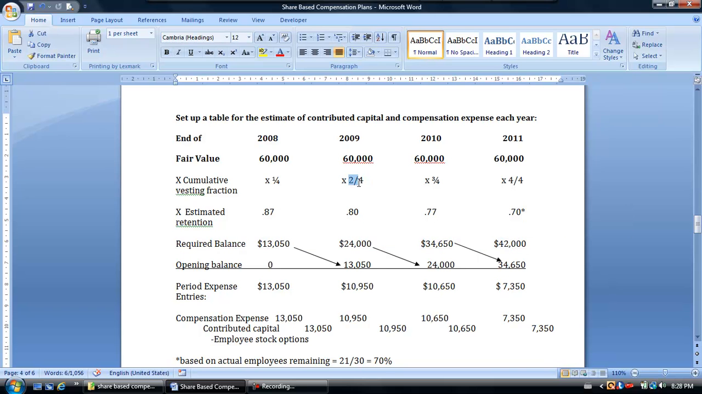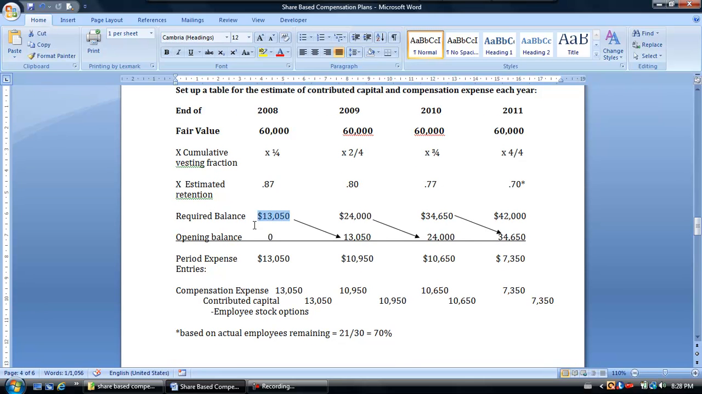All right, so we're going to weight it by a cumulative vesting fraction based on the number of years in the vesting period. So now when we do this math, when we multiply in 2008, 60,000 by a quarter times 0.87, we're going to find that we're going to need in our contributed capital account $13,050, and that's the amount we would debit compensation expense by as well. So that's why down here you have this journal entry that debits the compensation expense and credits the contributed capital for the option of $13,050.